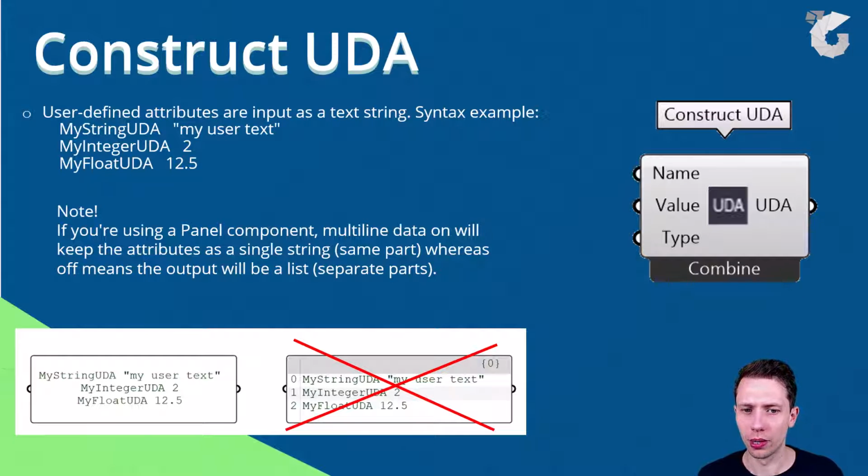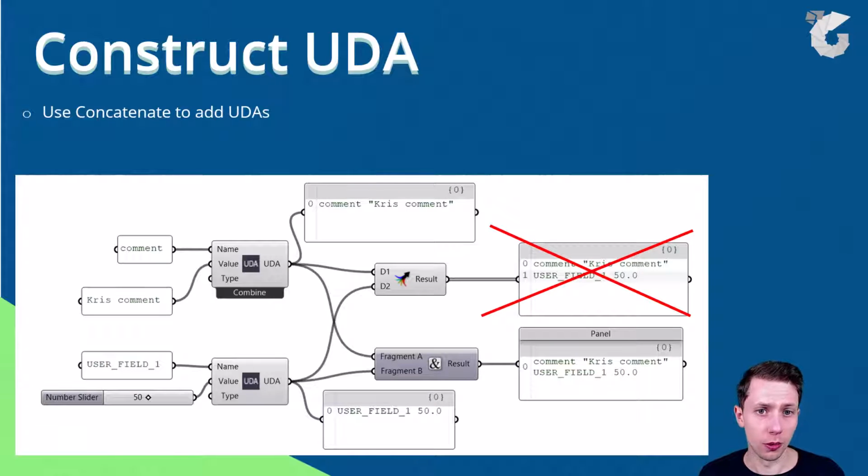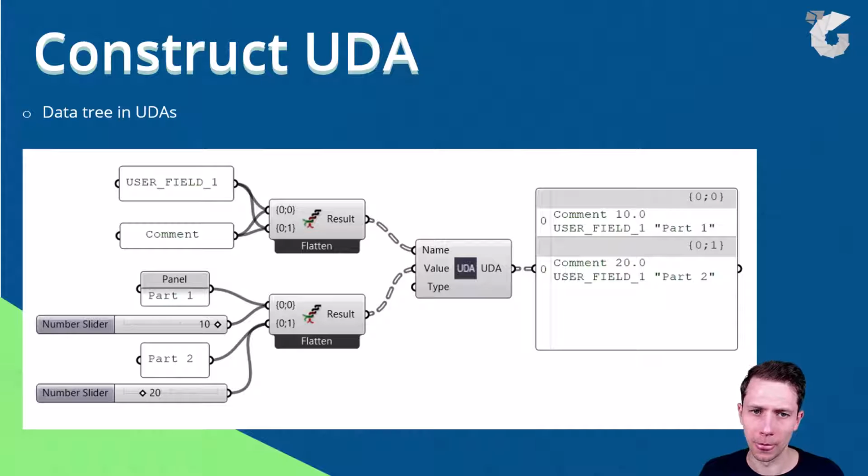Here, one important note, please do not use multi-line data when using the panel. When you look on the left side, it's the proper way to define it. It's in one same list. For combining several UDAs, we can use Concatenate. I really do not recommend using Merge because, as I said before, we are going to create multi-line data. So please use Concatenate to combine several user-defined attributes.